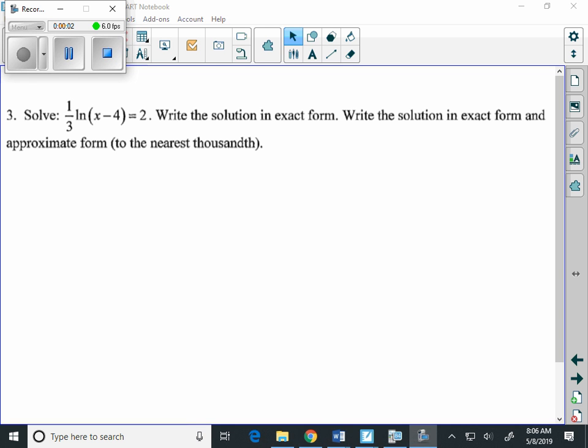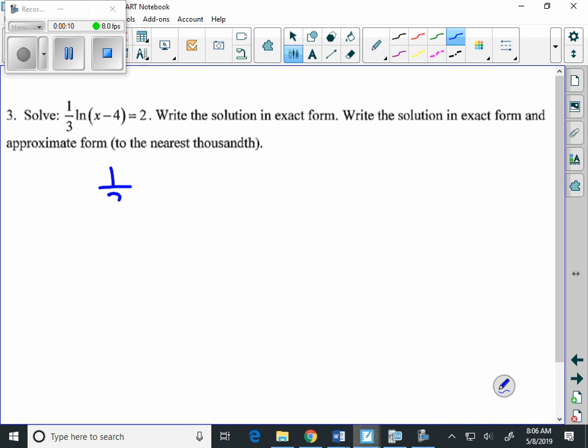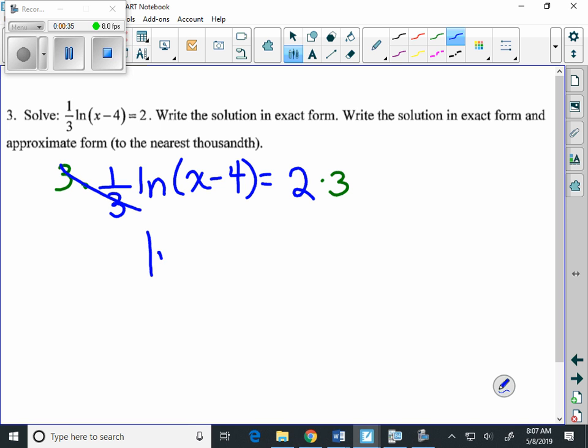Let's solve 1/3 times the natural log of x minus 4 equals 2. So the first thing here is I'm going to rewrite the problem so that we've got space to work. Natural log. And ultimately where we want to start is we want to isolate the logarithm. And because it's 1/3 times the logarithm, what we can do is multiply this side of the equation by 3, and we can multiply this side of the equation by 3. And what happens then is we get the natural log of x minus 4 equals 6.